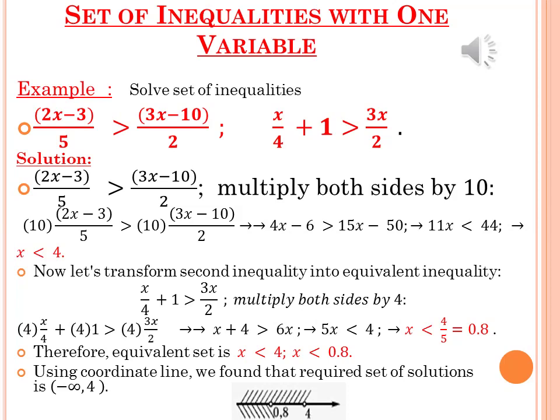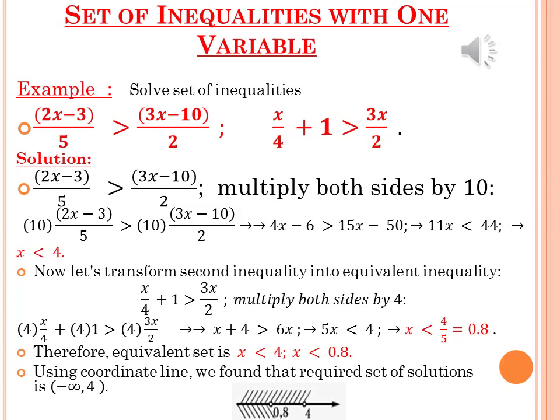So 4 times x over 4 is equal to x. 4 times 1 is equal to 4. Greater is greater. 4 times 6 over 2, cancel 2 with 4 is 2. 2 times 6 is equal to 6x. So the linear inequality is x plus 4 greater than 6x.